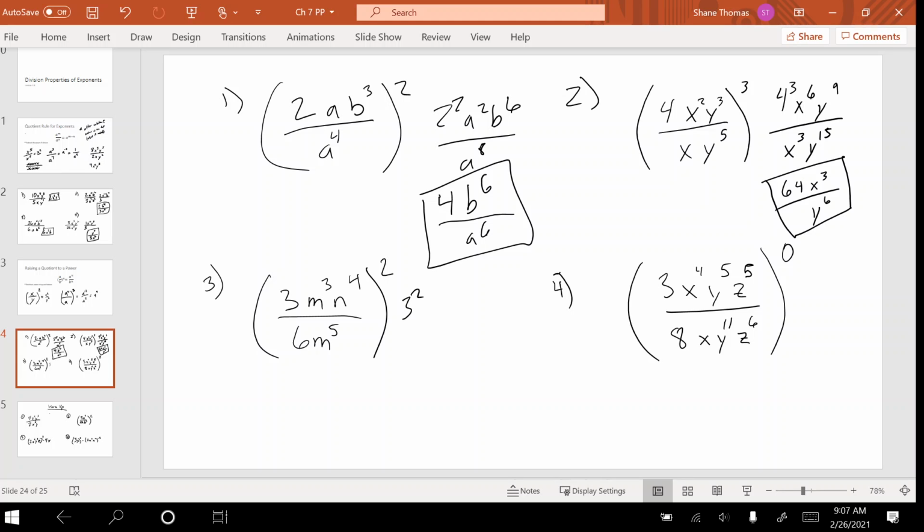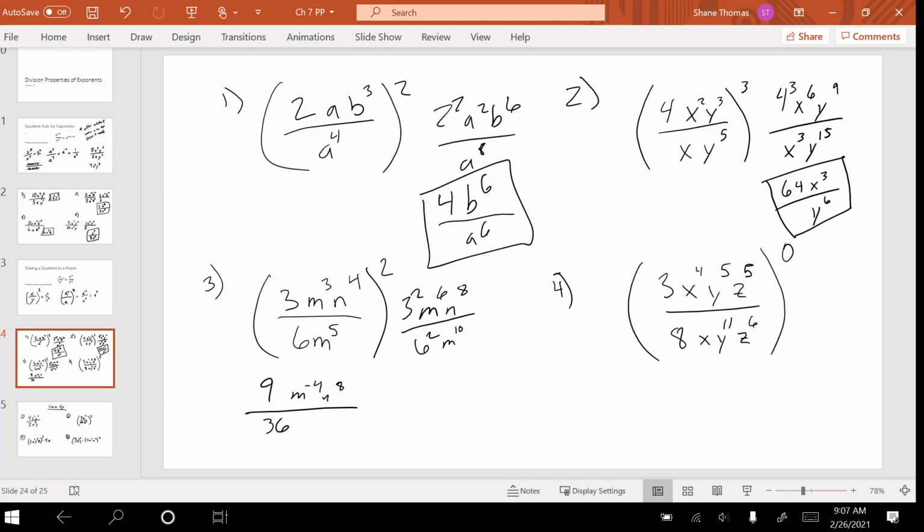Number 3, take the squared through. I have 3 squared, m to the 6th, n to the 8th, over 6 squared, m to the 10th. Okay, what's 3 squared? 9. What's 6 squared? 36. Okay, m, 6 minus 10 is negative 4, and then I just have n to the 8th.